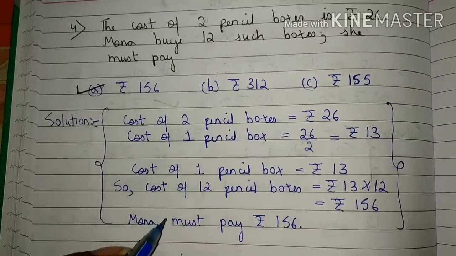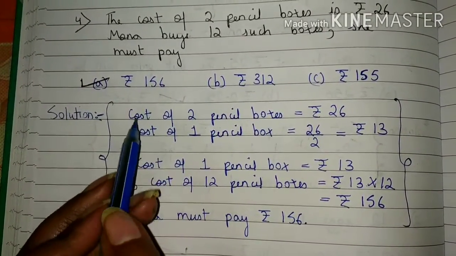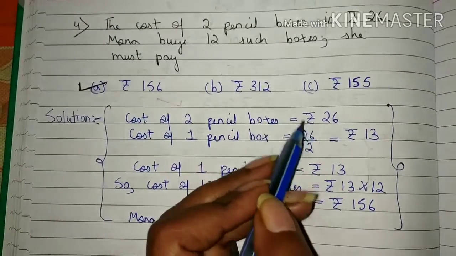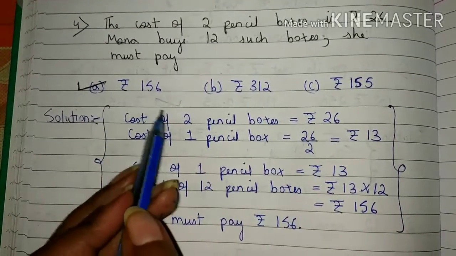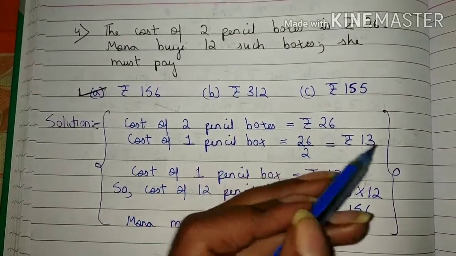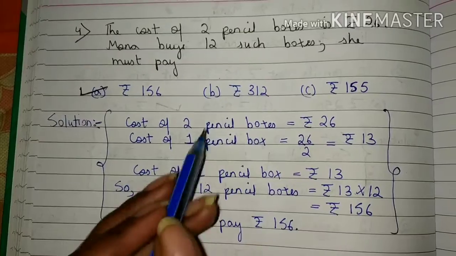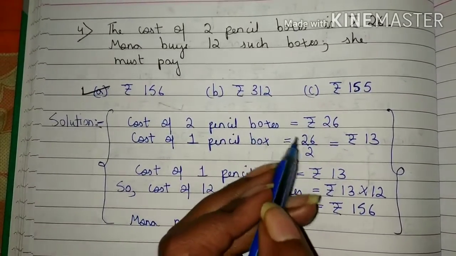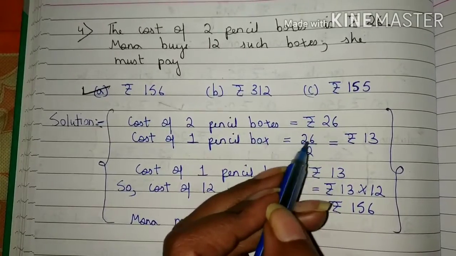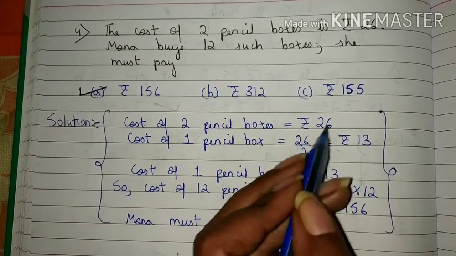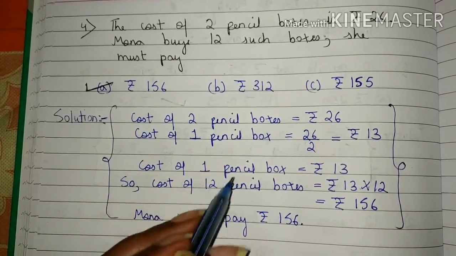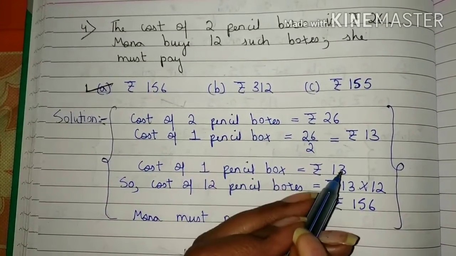Students, look here. Cost of 2 pencil boxes is given to you, that is rupees 26. If cost of 2 pencil boxes is rupees 26, so cost of 1 pencil box is 26 divided by 2. Students, when you divide 26 by 2, you will get answer rupees 13. So cost of 1 pencil box is rupees 13.